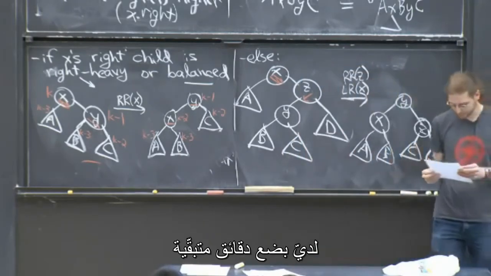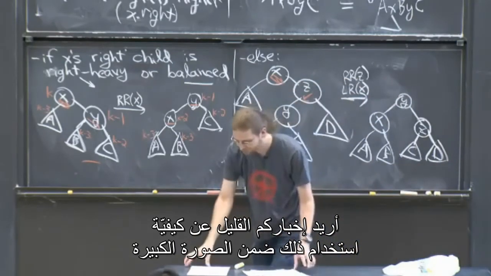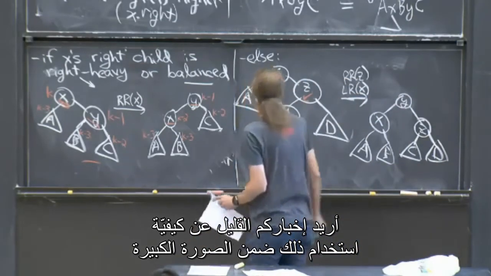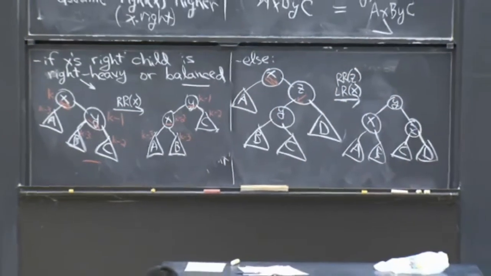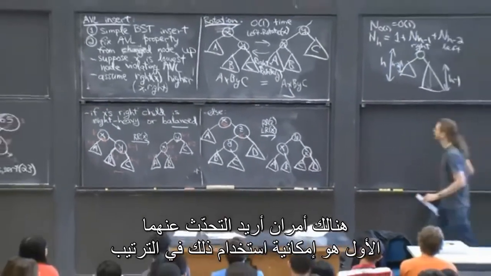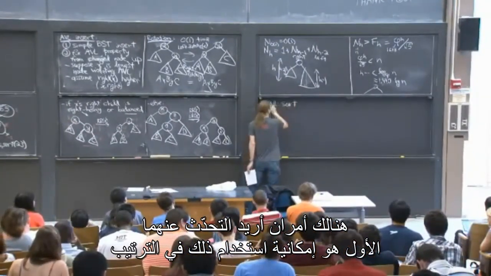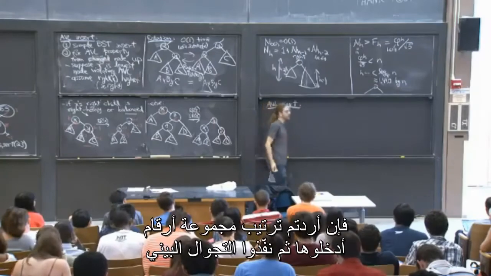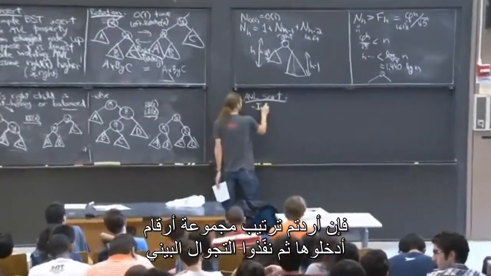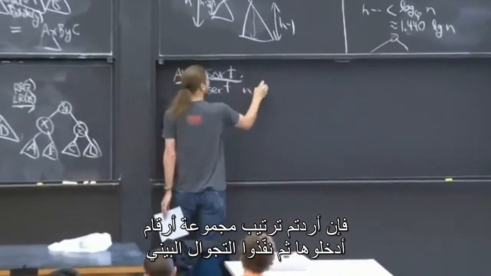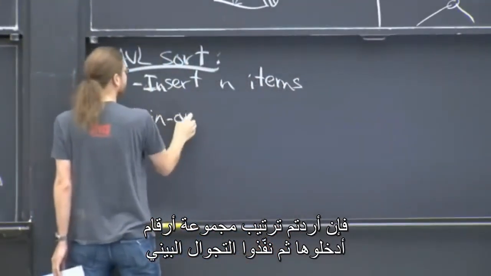I have a couple minutes left, and instead I'd like to tell you a little bit about how this fits into big picture land. Two things I want to talk about. One is you could use this, of course, to sort, which is if you want to sort n numbers, you insert them, and you do in-order traversal.